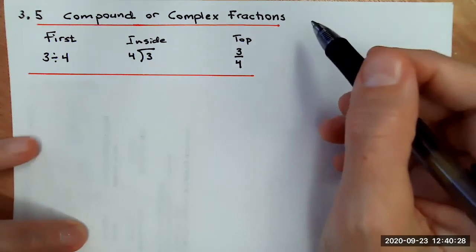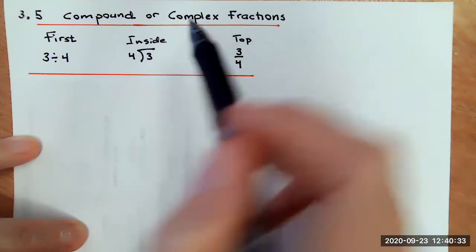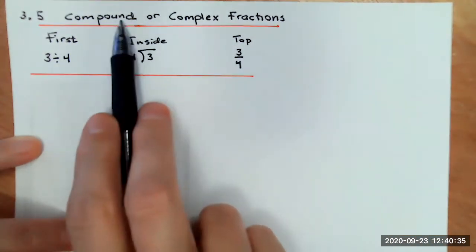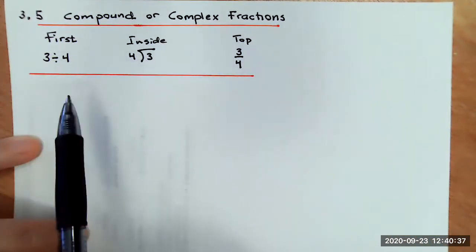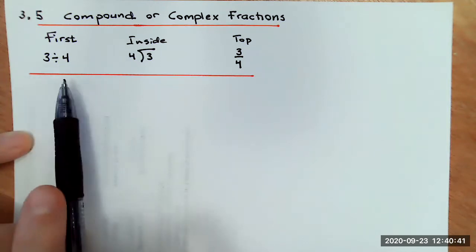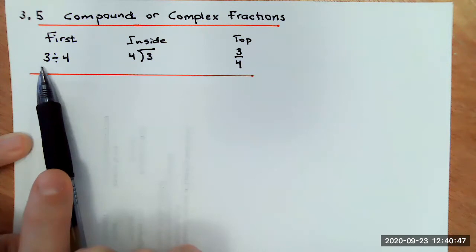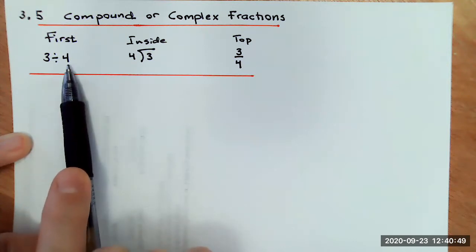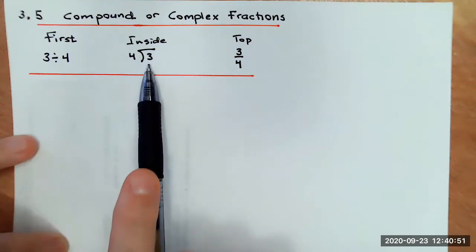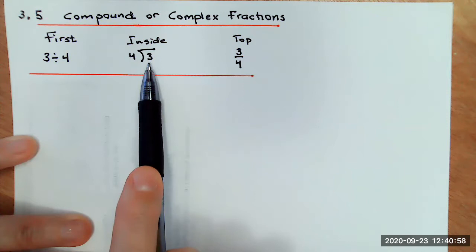All right, we're going to simplify compound or complex fractions. These two names mean the exact same thing. And to review before we get started, the three ways of writing a division: you can write the number that's being divided first. So 3 is being divided by 4. Or you can write the number that is being divided inside. 4 is being divided into 3.